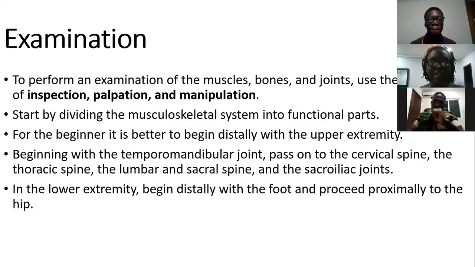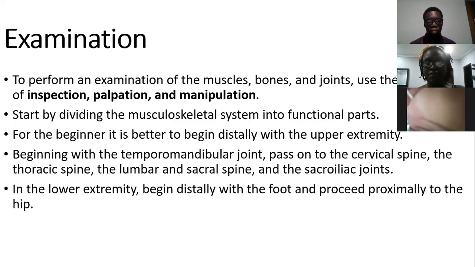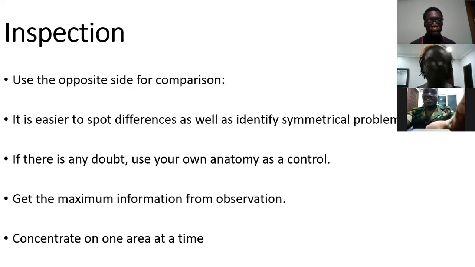So in the upper extremity, you start with the shoulder. In the lower extremity, you start from the foot, and then you come up to the hip. So inspection. The main thing for inspection is comparison. You want to compare the right side of the body to the left side. Is there any symmetry? If you are in doubt, use your own anatomy.